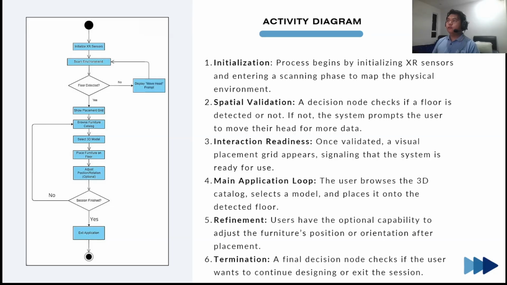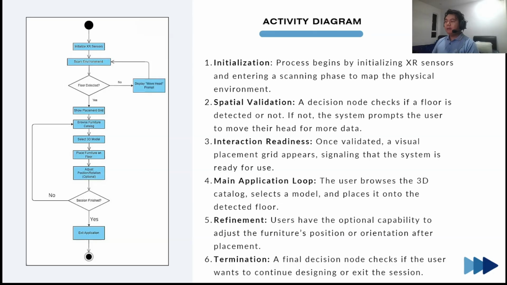And now we move forward to the activity diagram. This is to represent the flow of the application. Firstly, the initialization. The process begins by initializing the XR sensor and entering a scanning phase to map the physical environment. Secondly, spatial validation. A decision node checks if a floor is detected or not. If not, the system prompts the user to move their head for more data. Third, interaction readiness. Once validated, a visual placement grid appears, signaling that the system is ready for use.